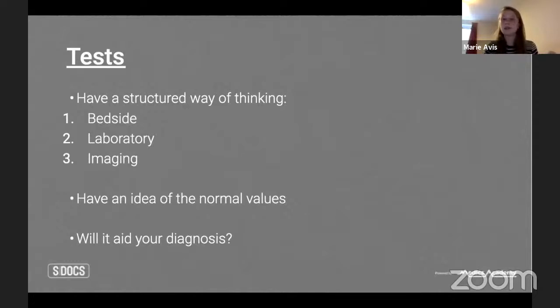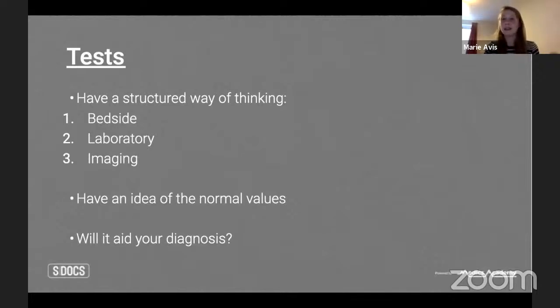Another point is to have an idea of the normal values with your tests. So have an idea of what normal hemoglobin is, what a normal CRP is, so that when you do get your results back, you can say, actually, this one's abnormal quite quickly without having to flick through or look it up on your phone or something like that. And then always think with tests, will it aid my diagnosis? Will it help me? Will it change my management plan? And if it's not going to change your next steps with your patient, then you probably shouldn't be doing it. It's something that a consultant once told me. So that's definitely stuck with me.